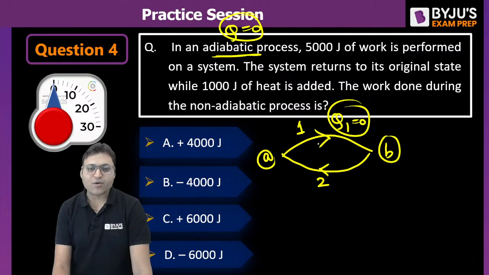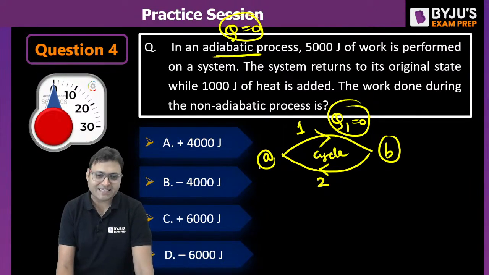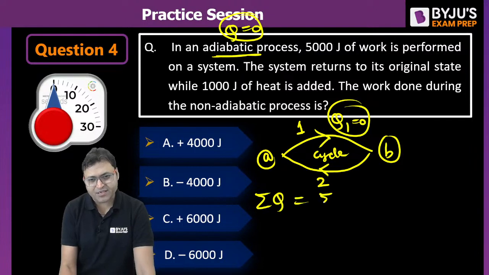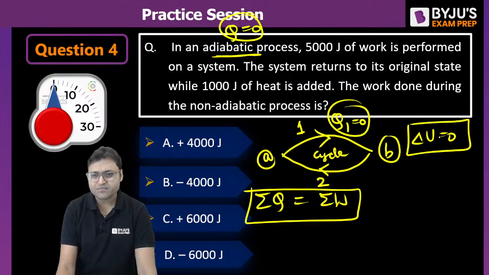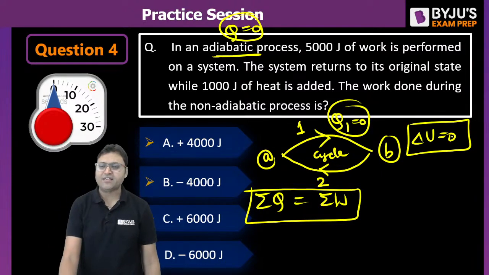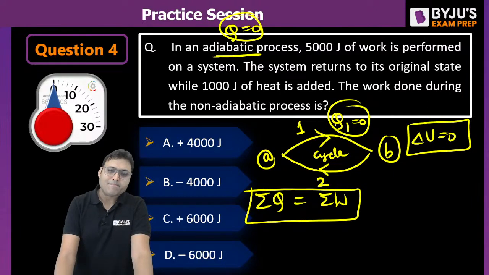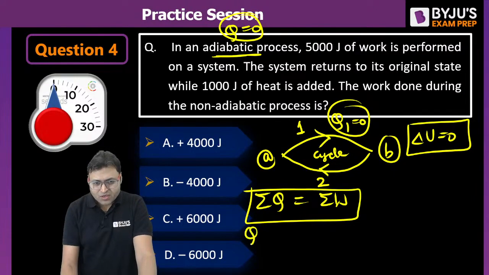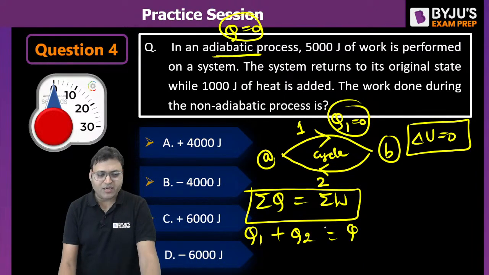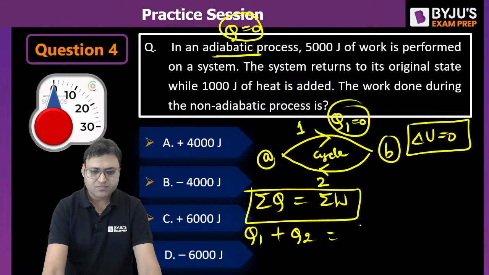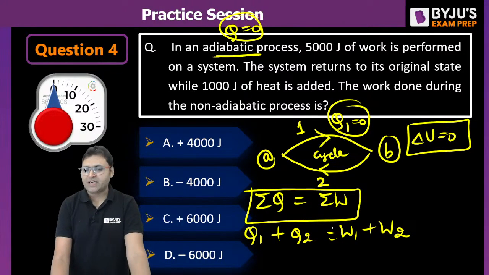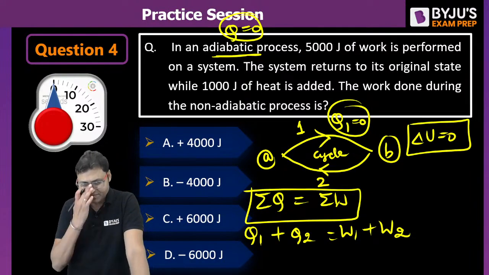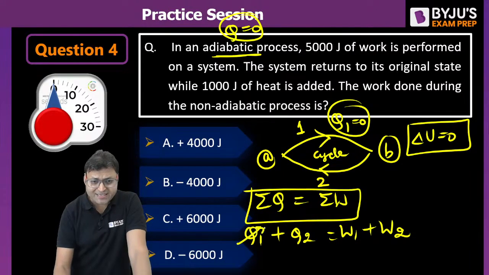So for a thermodynamic cycle undergone by a system, net heat transfer is equal to net work transfer. Why? Because change in internal energy will be 0. For a cycle, change in internal energy will be 0. So can we say Q1 plus Q2 will be equal to W1 plus W2? Q1 plus Q2 is equal to W1 plus W2. What is the answer? What is Q1? That is given as 0.